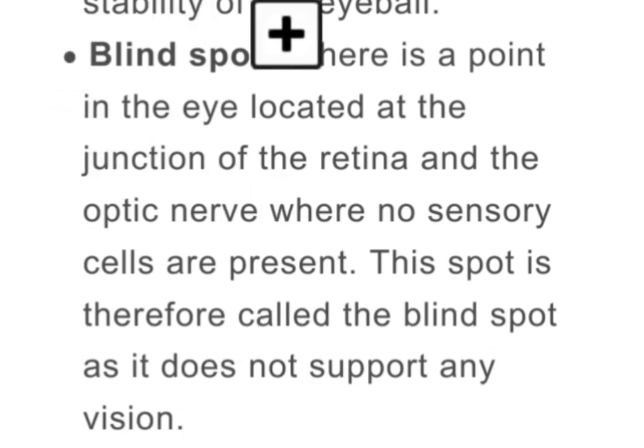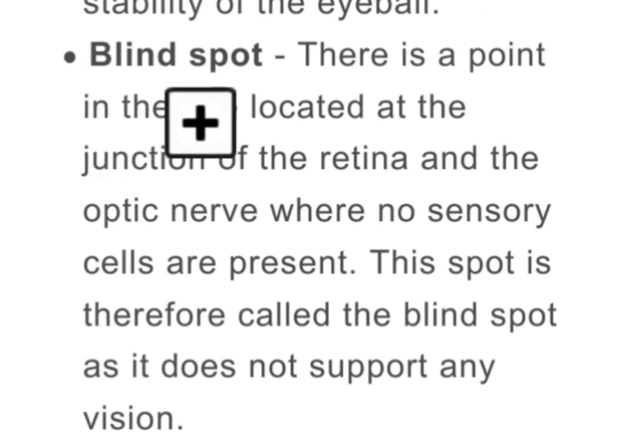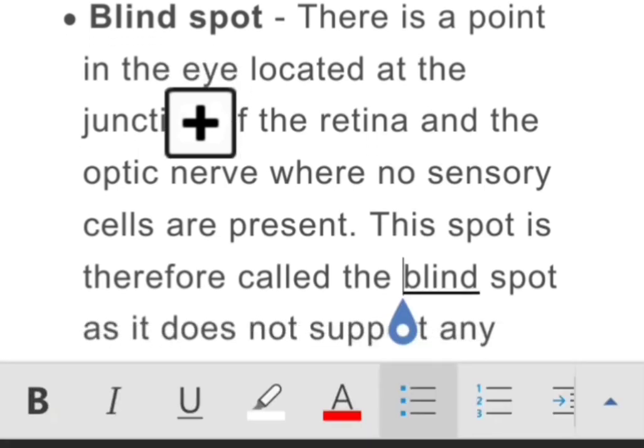That is, the image formed on the blind spot cannot be seen by us, or its information cannot be sent to the brain. So I hope you have a clear idea about the different parts of the human eye and their functions.